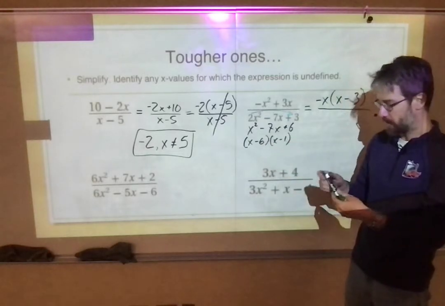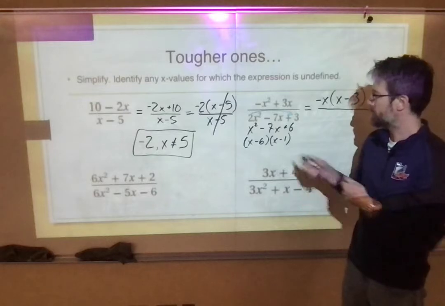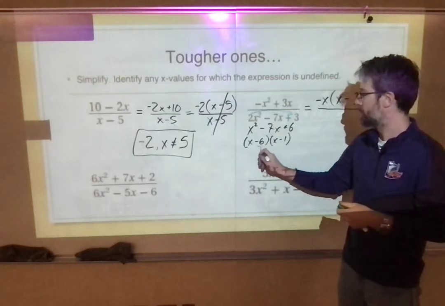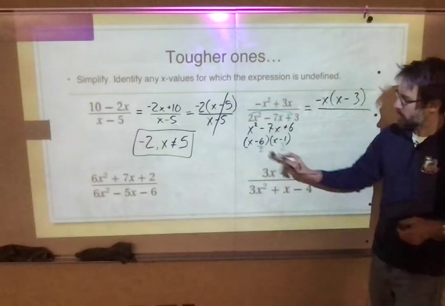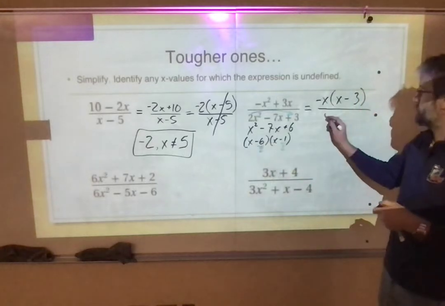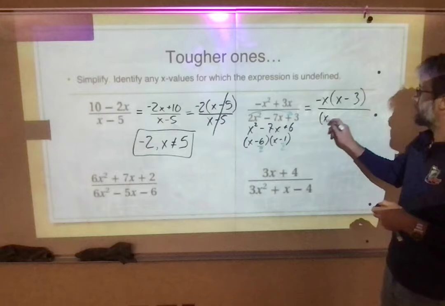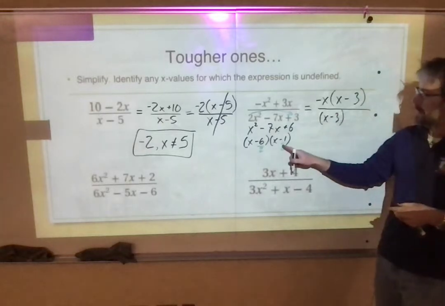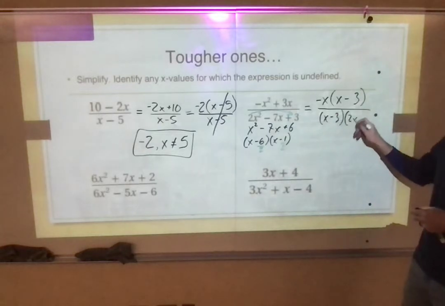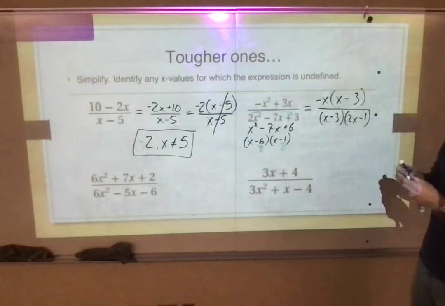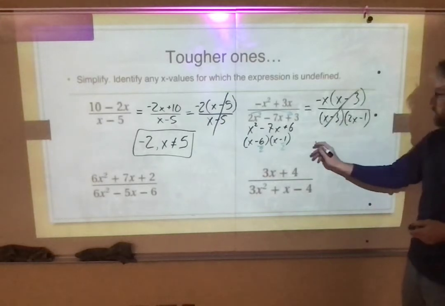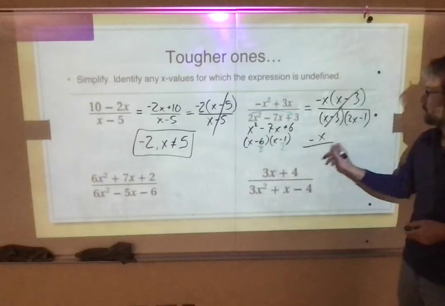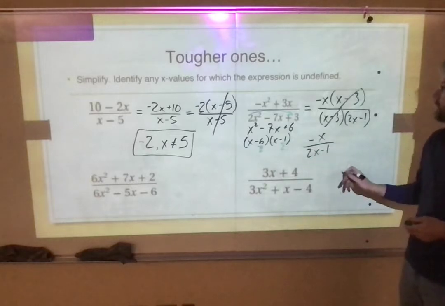And then we got to divide, right? So the 2, we divide the 6 and the 1 by 2. 6 over 2 reduces to an x minus 3. And then this one doesn't reduce, so that becomes 2x minus 1. So the x minus 3's cancel, and so what I'm left with, negative x over 2x minus 1.